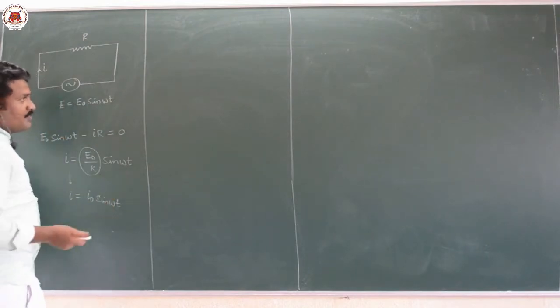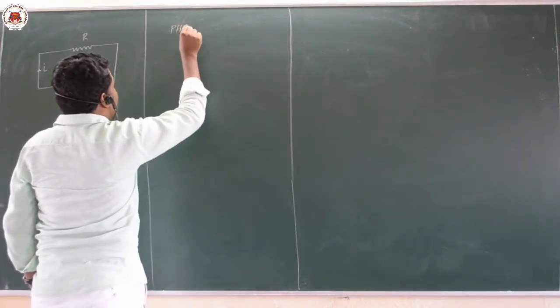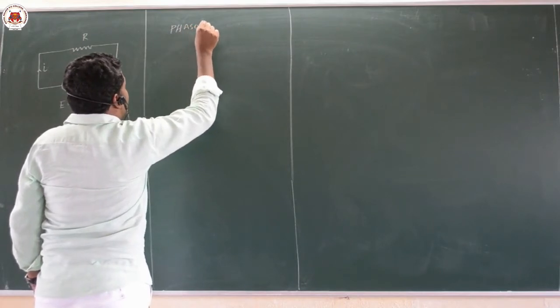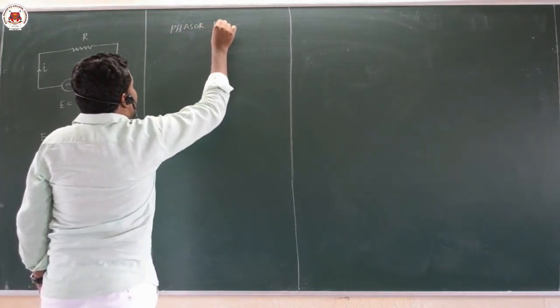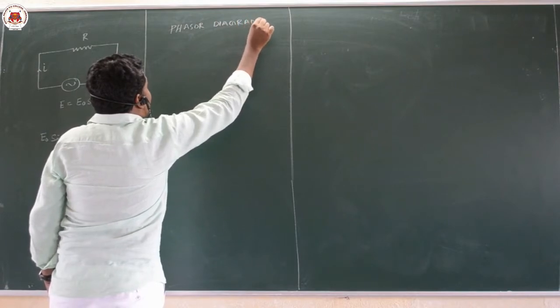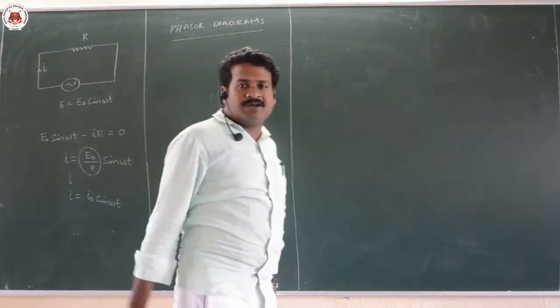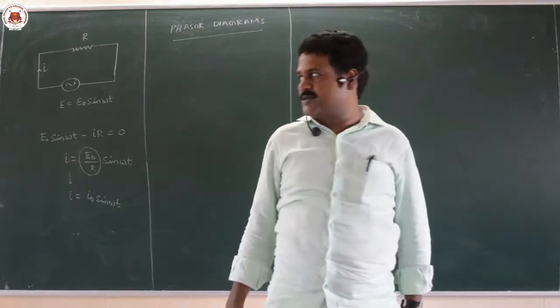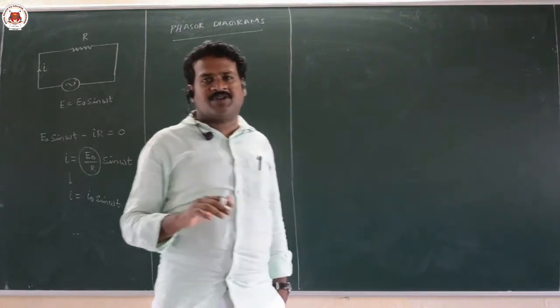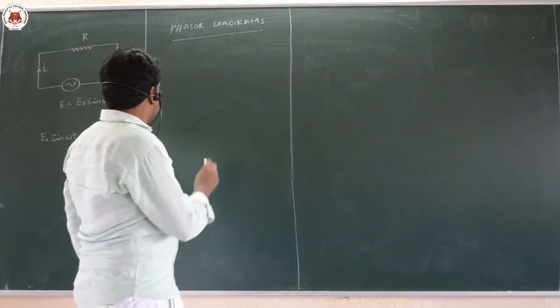And if you draw the phasor diagram, what does phasor diagram mean? We represent this alternating current as a vector. We will take sin theta along the x axis, cos theta along the y axis. We just represent them as a vector. Rotating vectors are called phasors. So I will represent this.